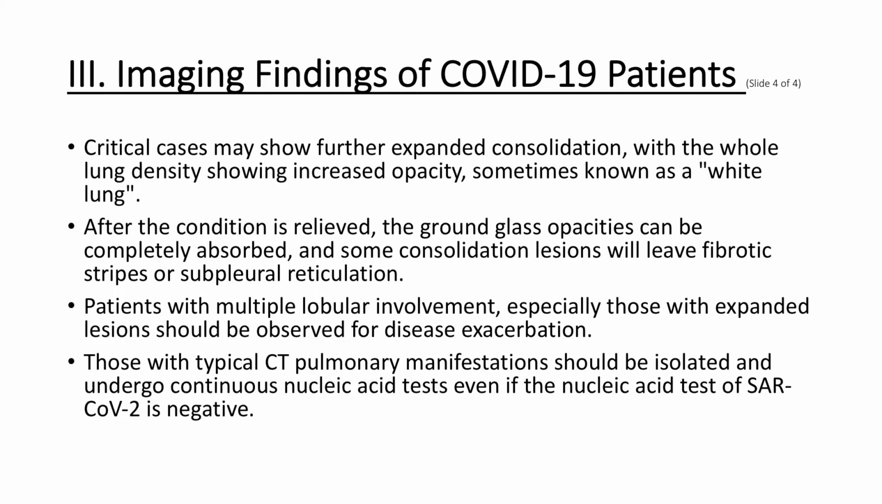Critical cases may show further expanded consolidation with the whole lung density showing increased opacity, sometimes known as a white lung. After the condition is relieved, the ground glass opacities can be completely absorbed and some consolidation lesions will leave fibrotic stripes or subpleural reticulation. Patients with multiple lobar involvement, especially those with expanded lesions, should be observed for disease exacerbation.